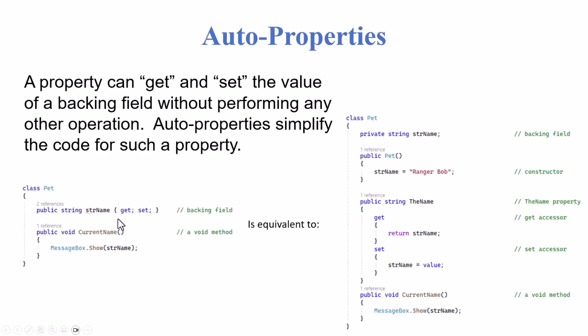Public string name get set. The backing field is right here, and it's equivalent to this. Again, we have the method here. We just have one single line here. Get and set are included in this particular piece on one line. And it's equivalent to this, again, without the Ranger Bob piece. This would be null if we were making this completely equivalent to this thing. And I'll show you examples of this in a bit.